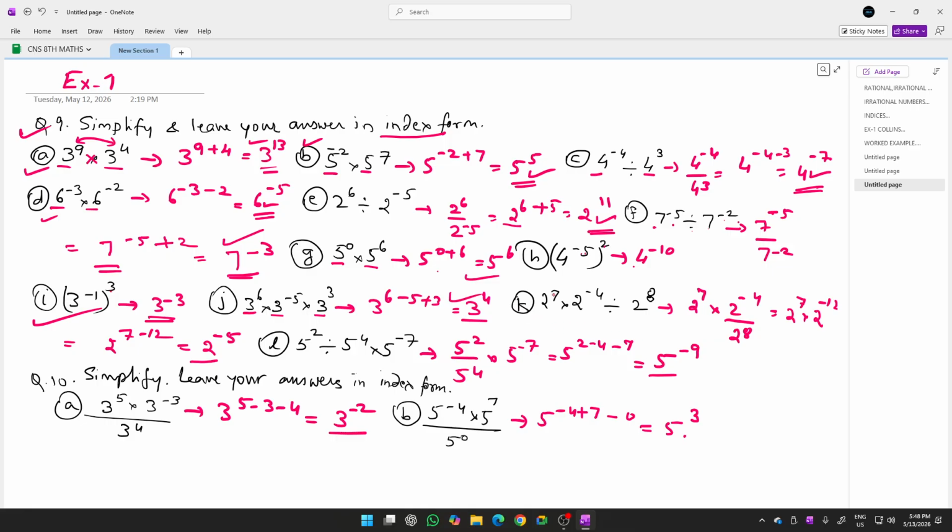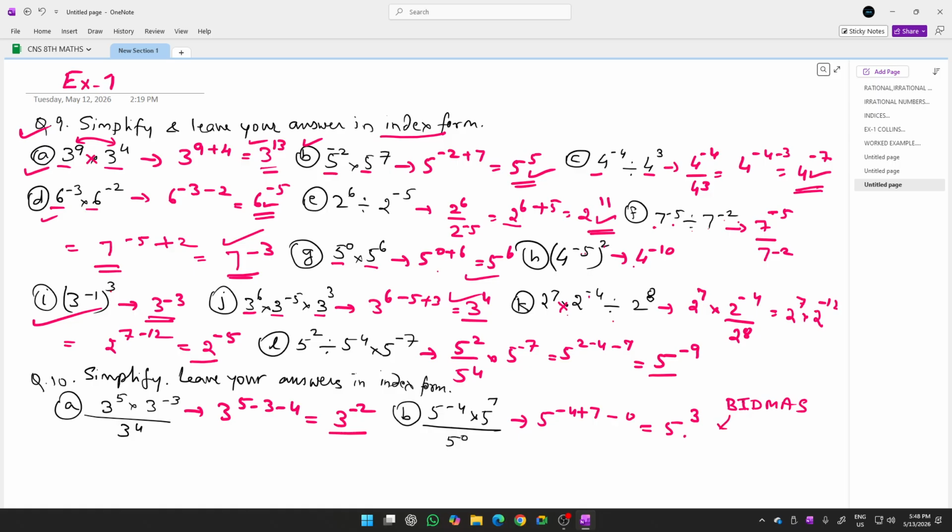K is 2 raised to 7 into 2 raised to minus 4 divided by 2 raised to 8. Now here you have to be a little careful. Here there are two operations taking place. There is a multiplication and there is a division. So according to the rules for the order of operations, this is the rule BODMAS, or you can say BIDMAS.